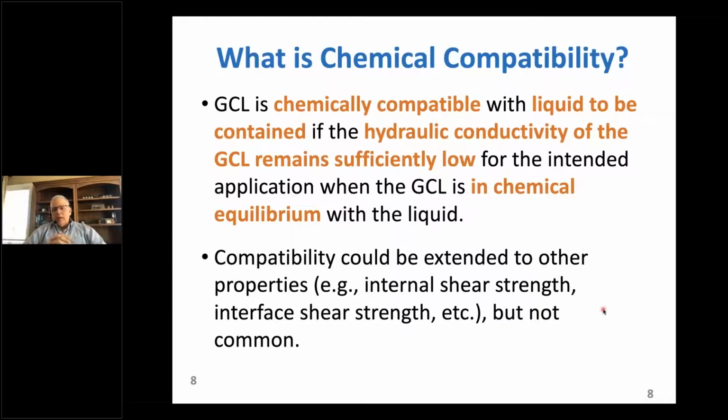The chemical compatibility largely focuses on hydraulic conductivity. That's the context and the paradigm under which we've been working for decades, but it could be extended to other properties as well, although not commonly, like internal shear strength, interface shear strength, etc. That extension could be made. It's not common and will not be part of my discussion today.